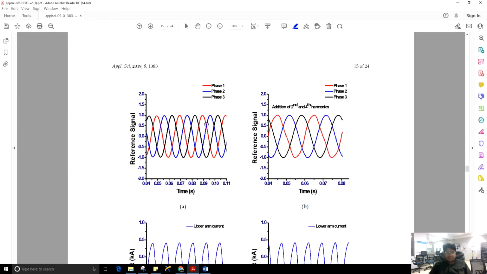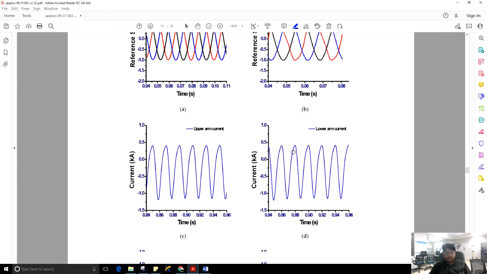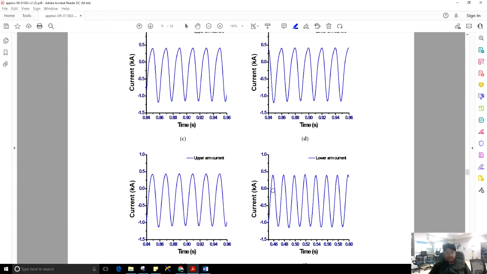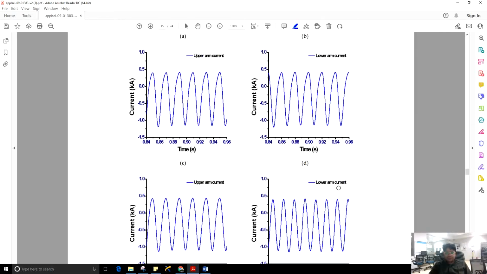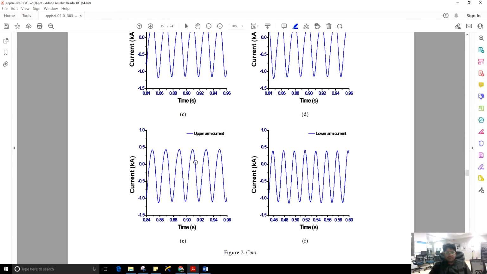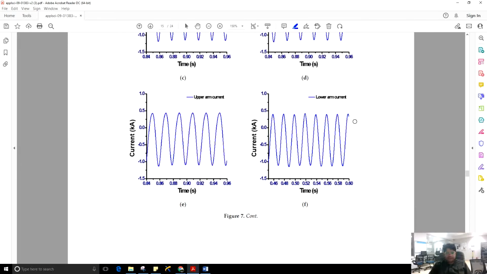This is a reference signal with direct modulation and no addition of second and fourth harmonics. These are the results after addition of second and fourth harmonics. And E and F are the upper arm current and lower arm current after the proposed addition of second order and fourth order harmonic, and these are the current waveforms based on the direct modulation scheme, and these are steeper and better in shape.